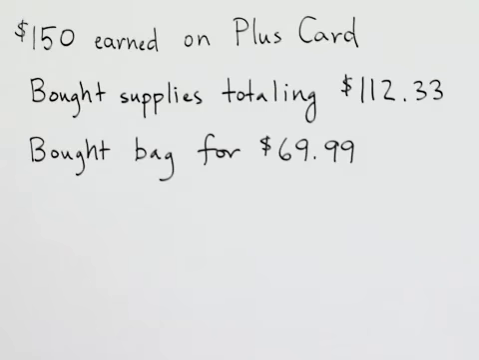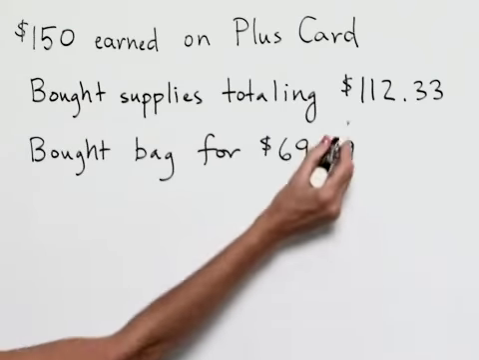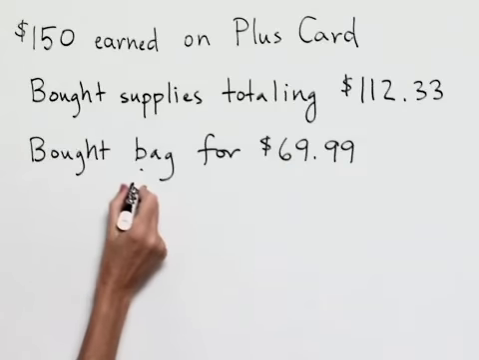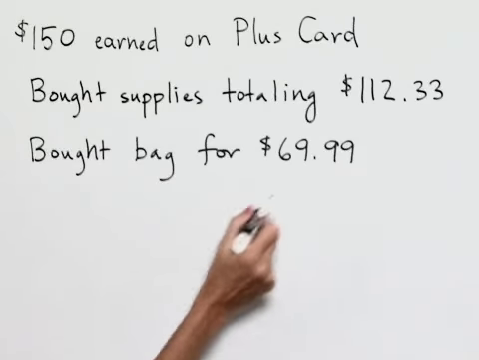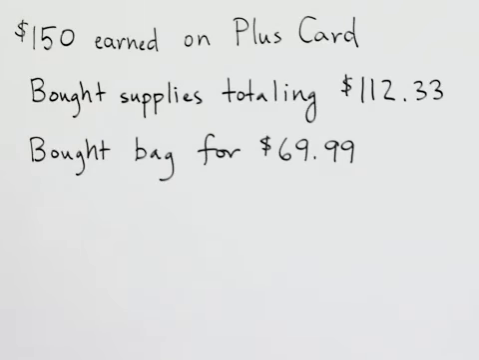So we have the $150 earned on the Plus card. We have supplies that were bought totaling $112.33 for our first transaction, and we have a bag bought for $69.99 for the second transaction. Let's deal with transaction 1 first.